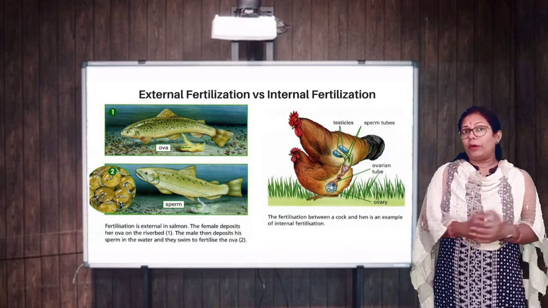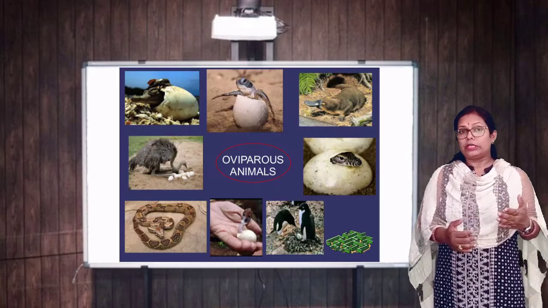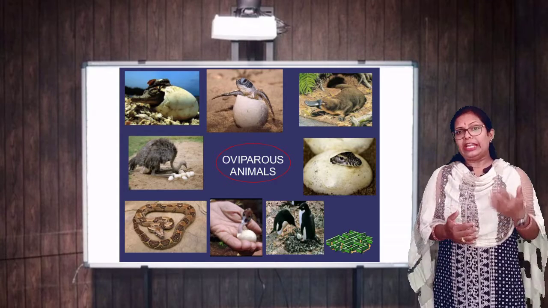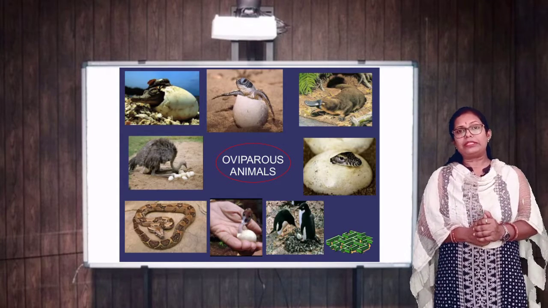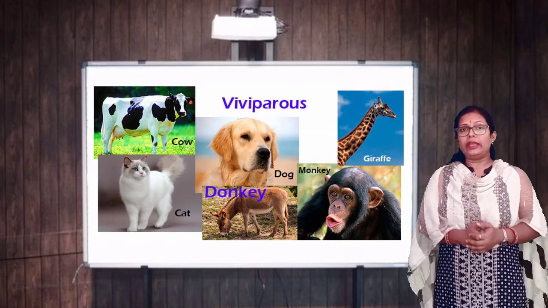Now, if we talk about reptiles and birds, they are oviparous. Oviparous means egg-laying animals, whereas mammals are viviparous. Viviparous means they give birth to their babies.